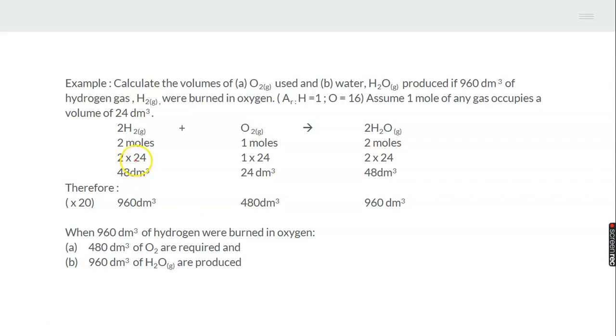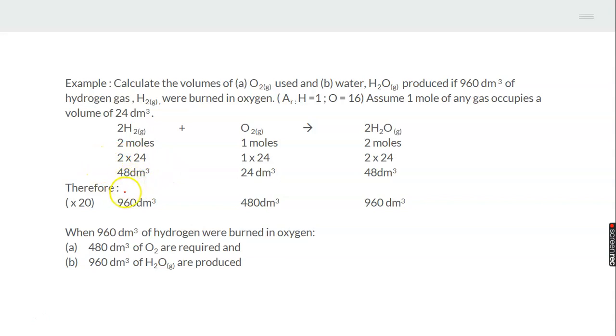So we have assumed 1 mole of gas occupies 24 dm cube. So you have to take 2 times this, 1 times this. So you have your 48 dm cube for hydrogen, 24 dm cube for oxygen, and 48 for steam. So they now say, calculate the volume of oxygen gas and steam produced if 960 dm cube of hydrogen gas. You got 48. What can you do to make it up to 960 of hydrogen gas?